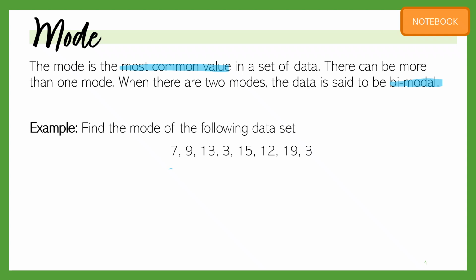Okay, so I'm going to start by ordering this data here. And in doing so, hopefully it makes it a bit easier to find my mode. Okay, in doing this, I can see that my most common is 3, which is nowhere near the median or the mean for this data set.